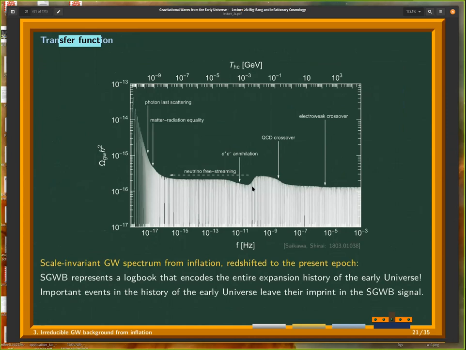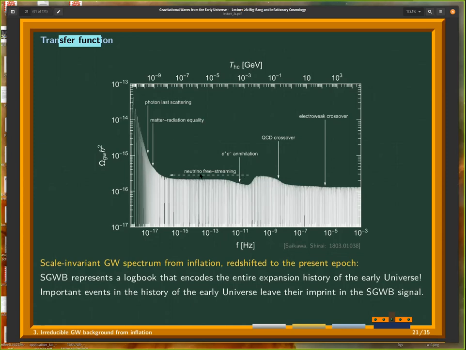I see. Yeah, and we talked about neutrino free streaming yesterday also. Somebody asked, okay, do gravitational waves really propagate freely through the universe? And I mentioned neutrino free streaming. So this is basically active, or has an effect on gravitational waves, in between the time of e plus or minus annihilation and matter radiation equality.